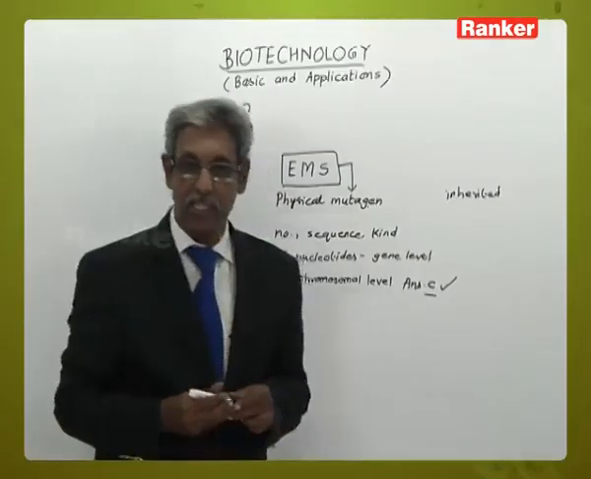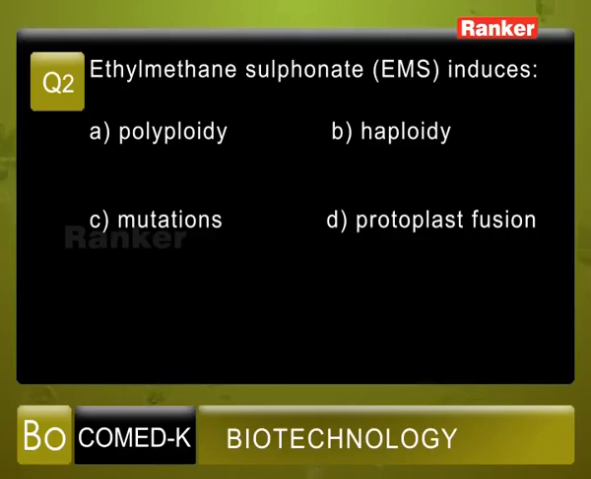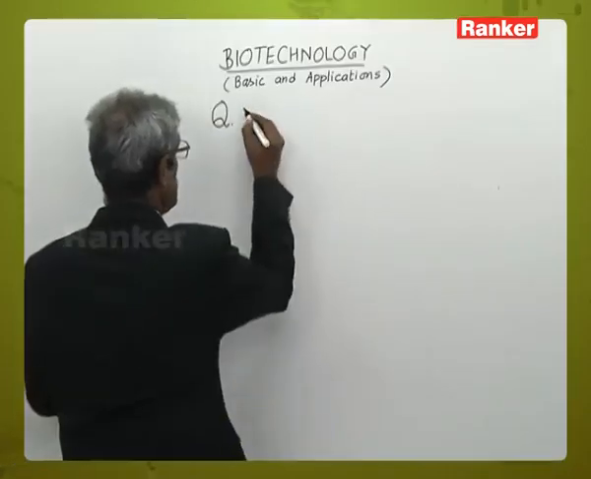While if you take the other choices, polyploidy is predominantly induced by colchicine, haploidy is induced by anther culture, and protoplast fusion is primarily induced by electrofusion. We go to question number 3.